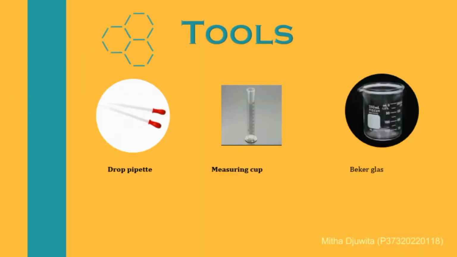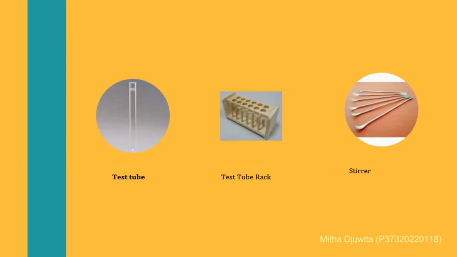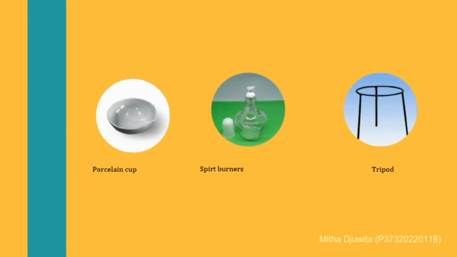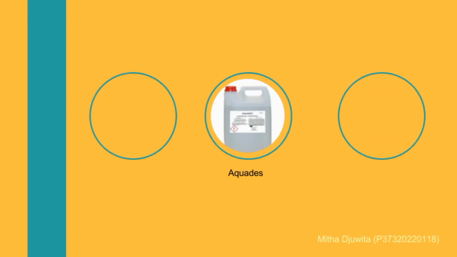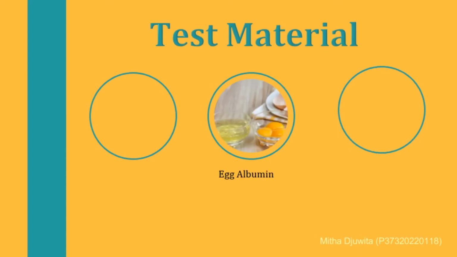Tools are drop pipette, measuring cup, beaker glass, test tube rack, stirrer, porcelain cup, spirit burner, and tripod. Reagents are HCl solution, NaOH solution, acetate buffer solution. And the last is aqueous. Test material is egg albumin.